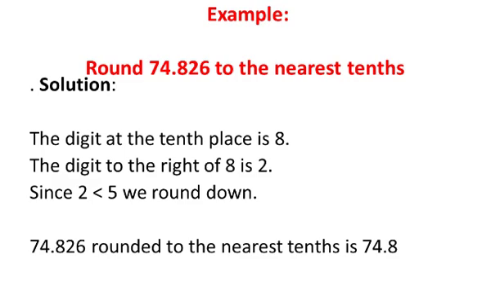Another example, round 74.826 to the nearest tenth. The digit at the tenth place is 8. Here we want to find the nearest tenth. The digit to the right of 8 is 2. But we know 2 is less than 5, so we round down. So 74.826 rounded to the nearest tenth is 74.8.